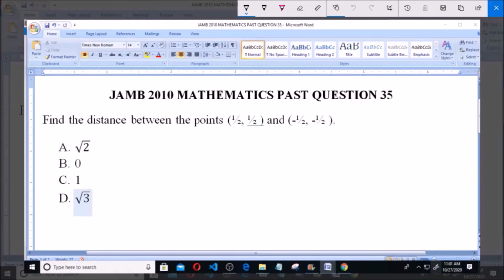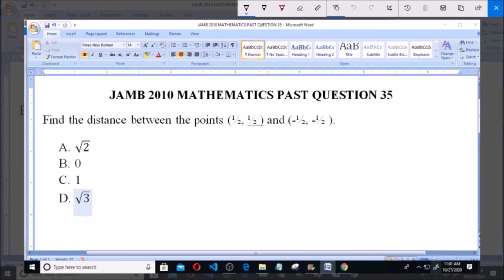Hello, good day and welcome. I will be answering JAMB 2010 Mathematics Past Question 35. Find the distance between the points 1 over 2, 1 over 2 and minus 1 over 2, minus 1 over 2. A root 2, B 0, C 1 and D root 3.